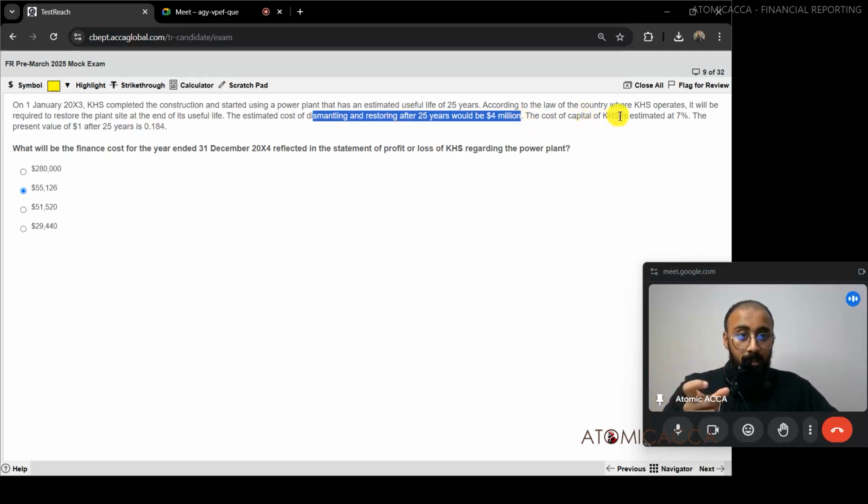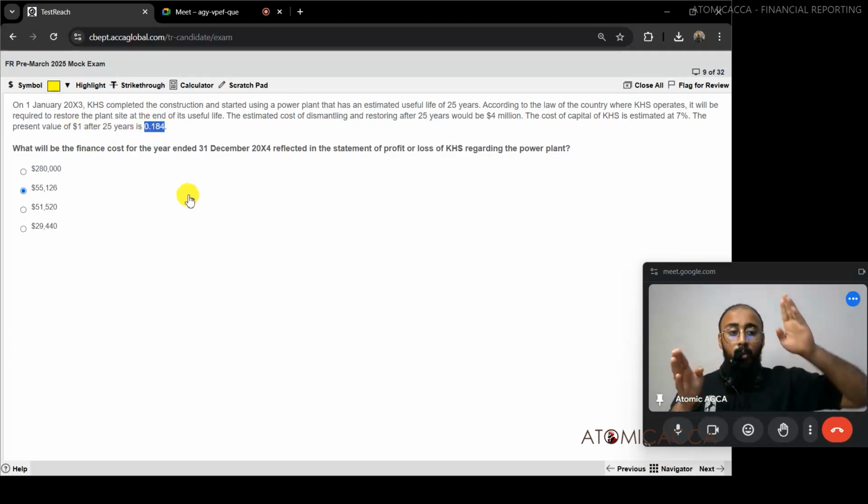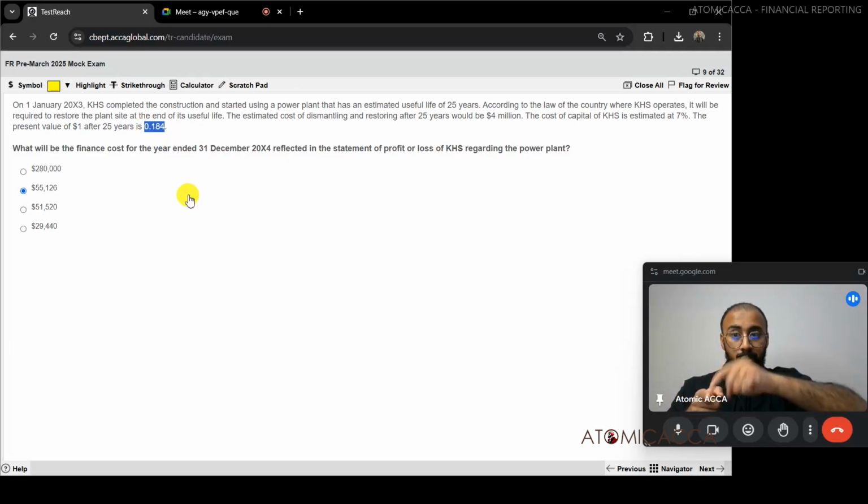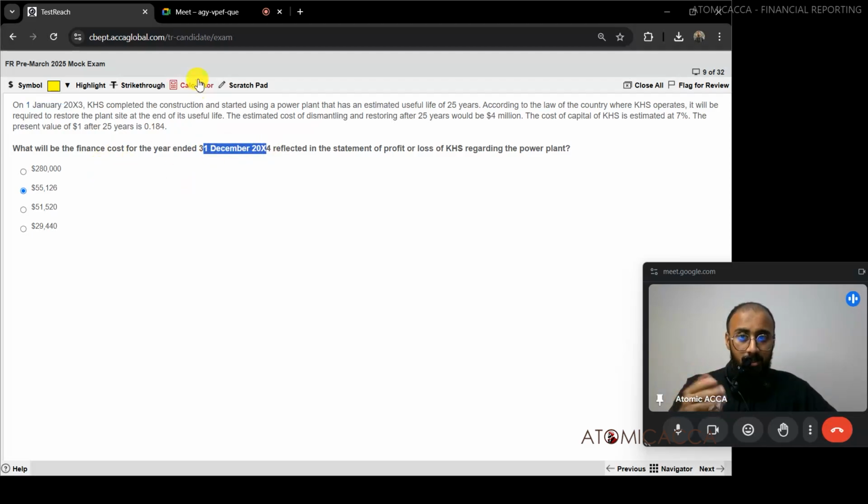The cost of capital of KHS is 7%. Present value of $1 after 25 years is 0.184. Now why is that given? Whatever future decommissioning cost is there, we will multiply it with the discount factor. We will get today's value. What is today? Day 1 is 1st Jan X3. They want the 31st December X4 finance cost. How is that to be calculated?